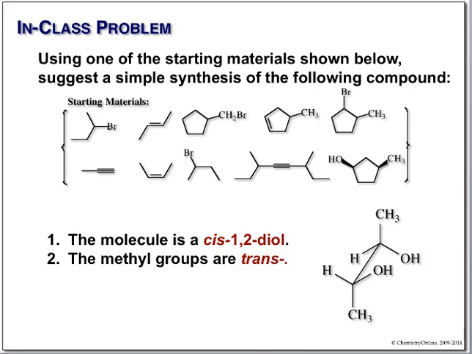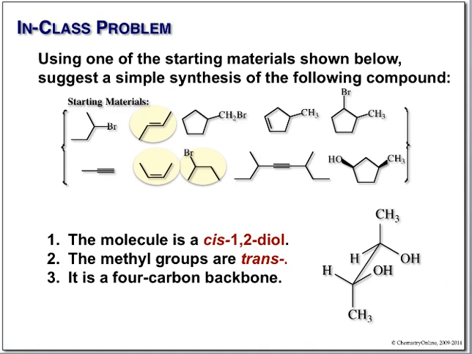All right, our parent here must have 1, 2, 3, 4 carbons, right? So we look up top. Look for a 4-carbon backbone. We see basically 3 compounds. Now we know we want to make a cis 1,2 diol, so we need an alkene. So we can rule out the alkyl bromide right away.